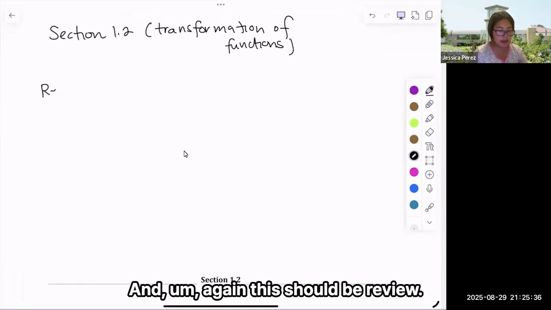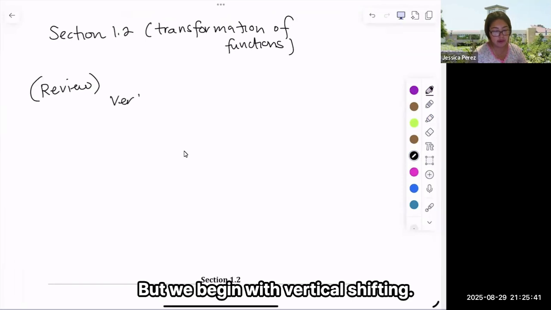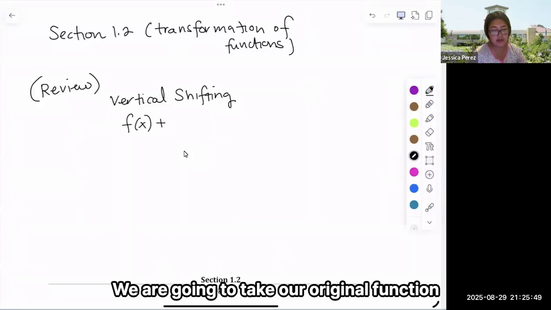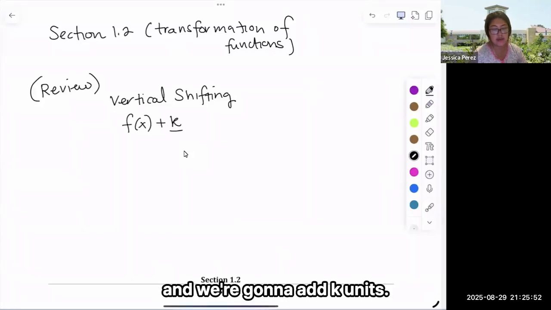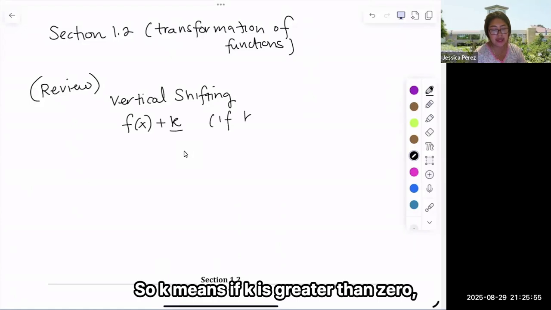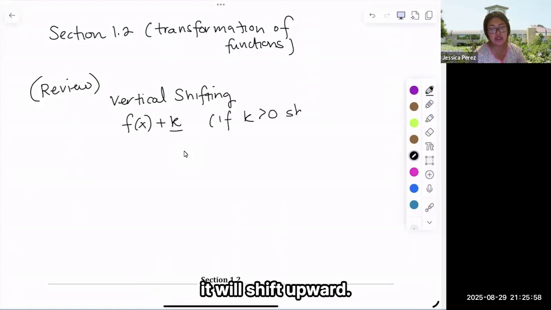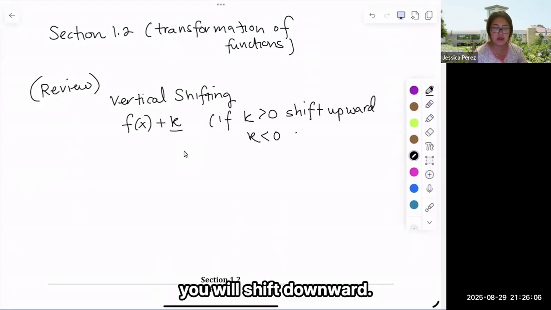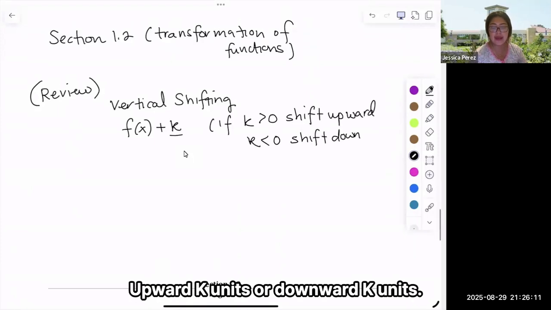And again, this should be review, but we begin with vertical shifting. What is vertical shifting? We are going to take our original function and add k units. If k is greater than 0, it will shift upward. If k is less than 0, or negative, you will shift downward. Upward k units or downward k units.